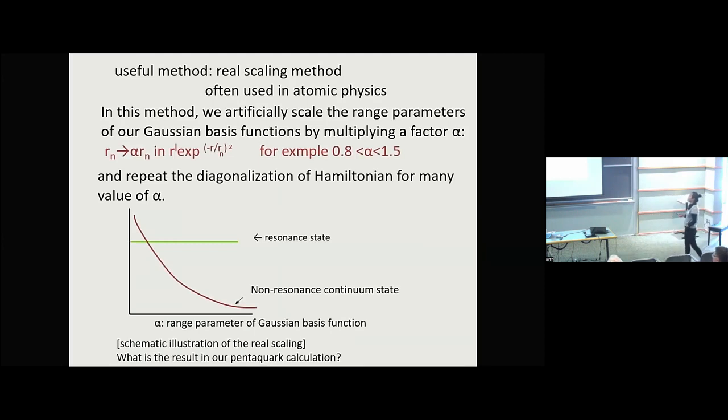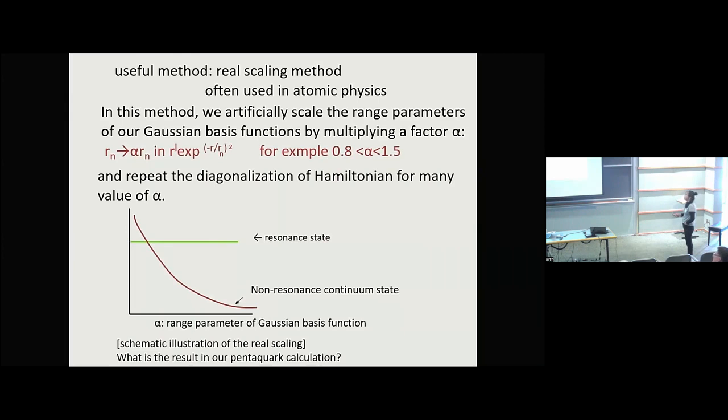In this method, we artificially scale the range parameter of our Gaussian basis function by multiplying a factor alpha. For example, we scale alpha from 0.8 to 1.5, and then repeat the diagonalization of the Hamiltonian for many values of alpha. This is a schematic illustration of the real scaling method: this is the range parameter of the Gaussian basis, and this is the energy.